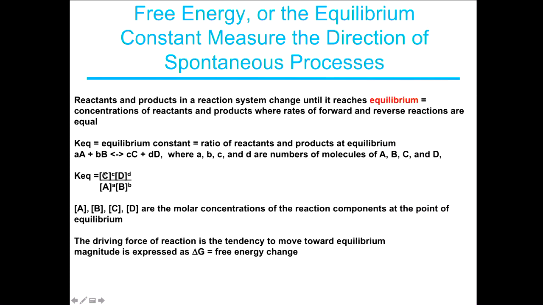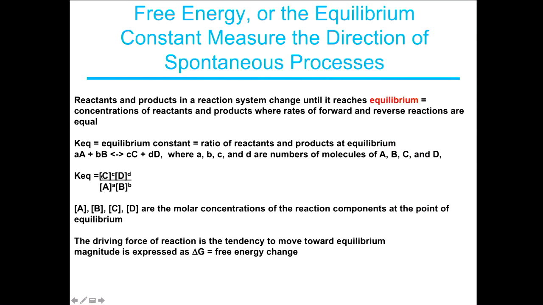So up here in the numerator, we have the concentration of molecule C. So it's a concentration, like a number of moles, right? 2 moles, 3 moles, whatever. The concentration, moles per liter, right? Think of concentration. To the small c power, concentration of D to the small d power, over the concentration of A to the small a power and the concentration of B to the small b power.